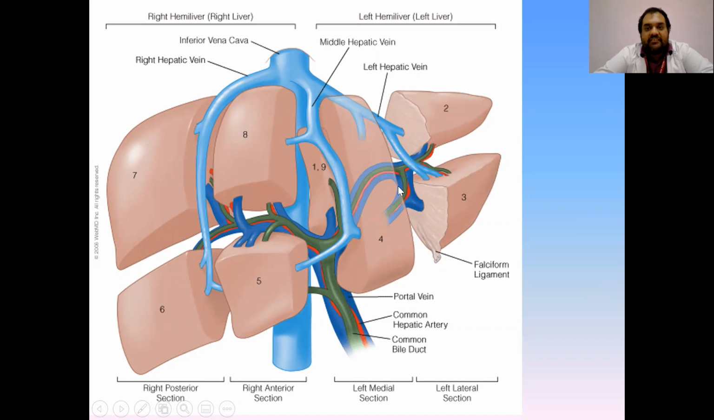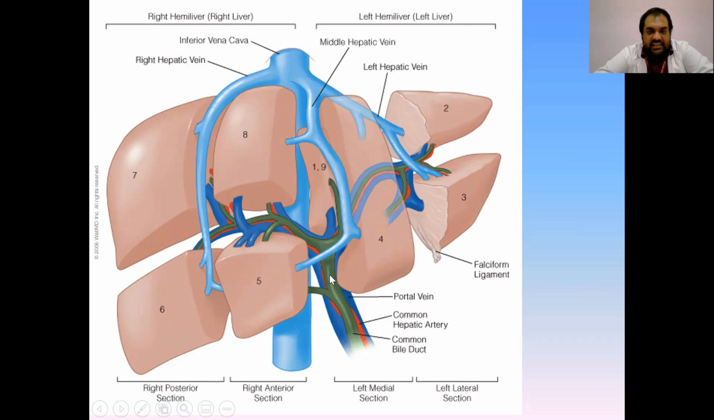So the left hepatic vein will supply the segments 2, 3, 4. And the middle hepatic vein will supply the segments 1 and 9. One is the caudate lobe. And the right hepatic vein supplies the right lobe of the liver. And it supplies the 7, 6, 5, and 8 segments.